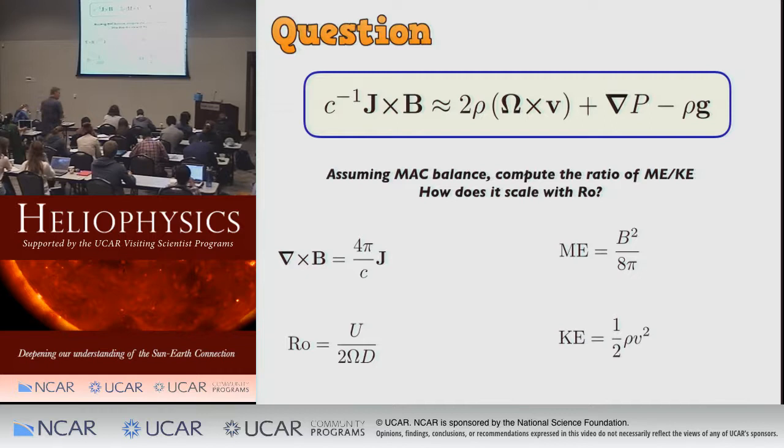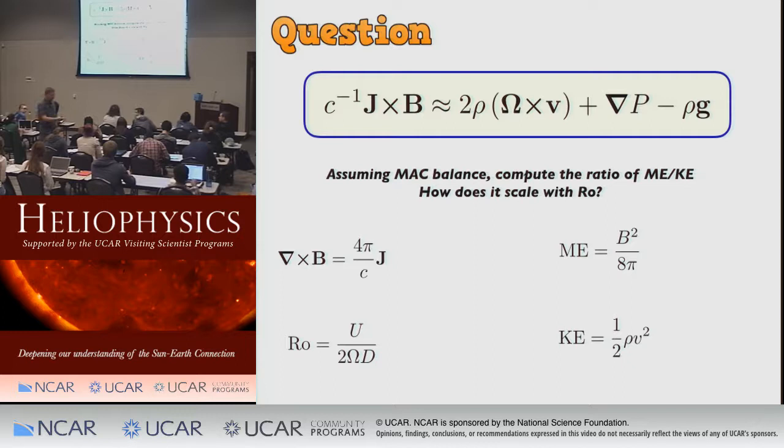All right, we ready or do you want more time? We'll give it another minute. I see people still writing. Okay, anybody want to give an answer? There you go, there's an answer here. Inverse of the Rossby number.